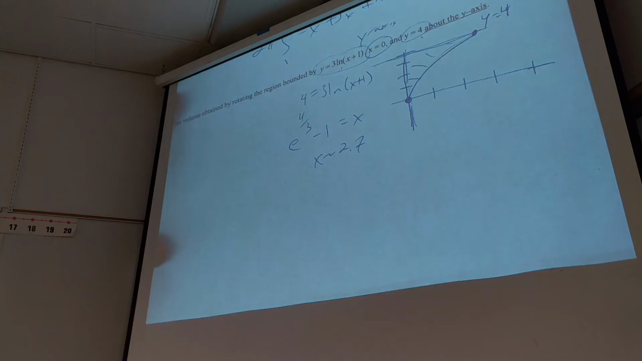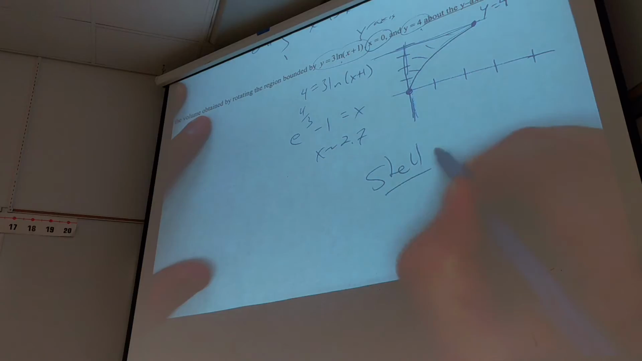And I want to rotate that around the y-axis. So I'm going to get this curvy cone looking thing. I like it. So we have both methods available to us now. So now we have to start to figure out what is it about the problem that's going to tell me which method to use.